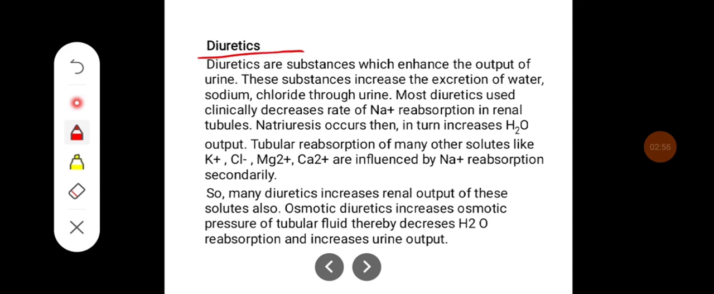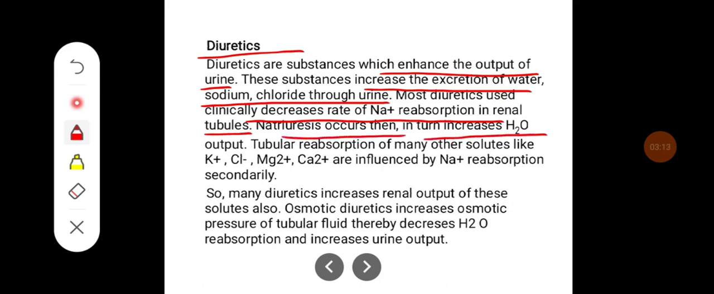Diuretics. Diuretics are substances which enhance output of urine. These substances increase the excretion of water and sodium chloride through urine. Most diuretics used clinically decrease the rate of sodium reabsorption in renal tubules. Natriuresis occurs, which in turn increases the water output. The tubular reabsorption of many other solutes like potassium, chloride, magnesium, calcium are influenced by sodium reabsorption secondarily. So many diuretics increase the renal output of these solutes also.